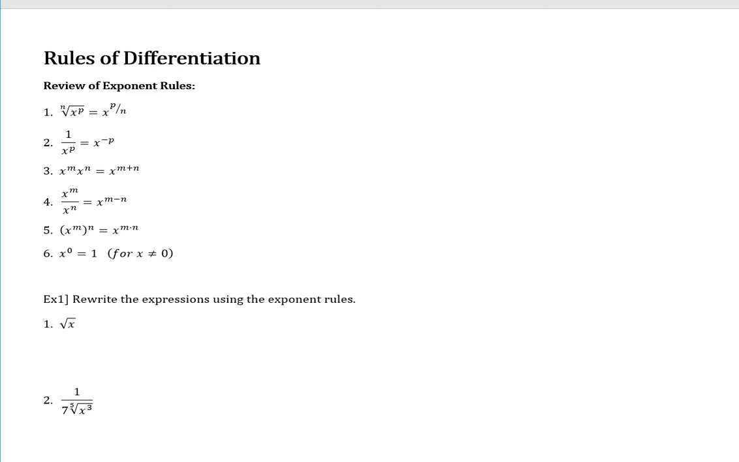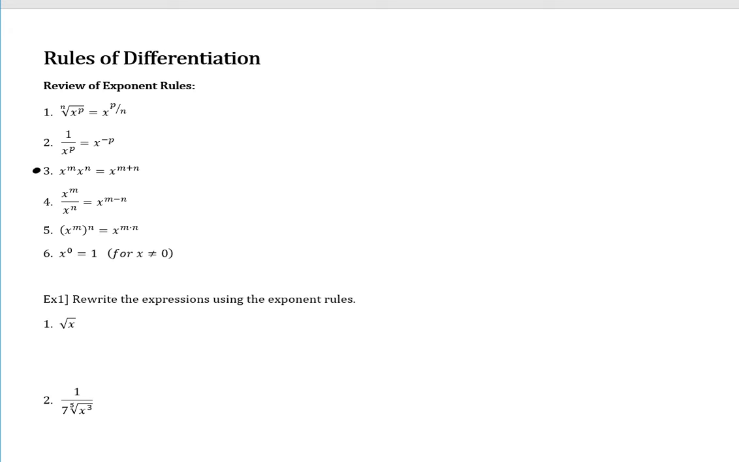Hi everyone, welcome to our video on the rules of differentiation, where we will be looking at the rules for our exponents. To do derivatives, which we will be doing very soon, it's important that we are able to put the function in the correct form. It often involves making sure that we have the power written correctly. So it goes back to our rules for exponents from algebra classes. It's been a while since we've seen them.